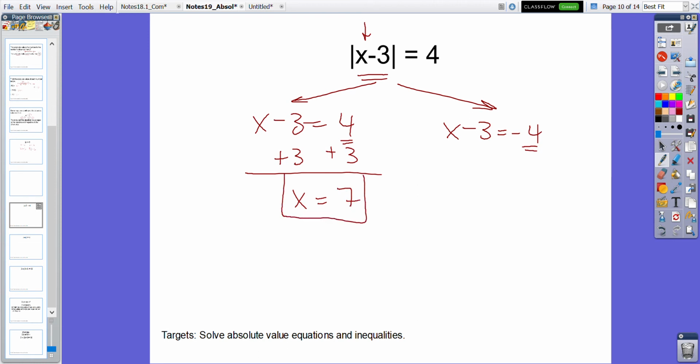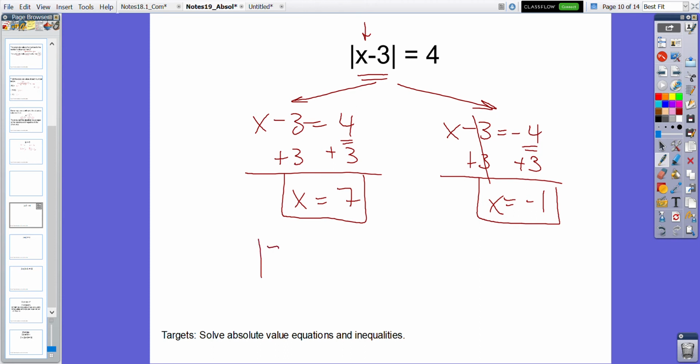And then I do the same thing to the second equation, which is equal to negative 4. Add 3 to the left side, add 3 to the right side of the equation. Negative 3 plus 3 again combines to give me 0. I get x is equal to negative 1 when my negative 4 and positive 3 combine. And I can plug these values for x back into my original absolute value.